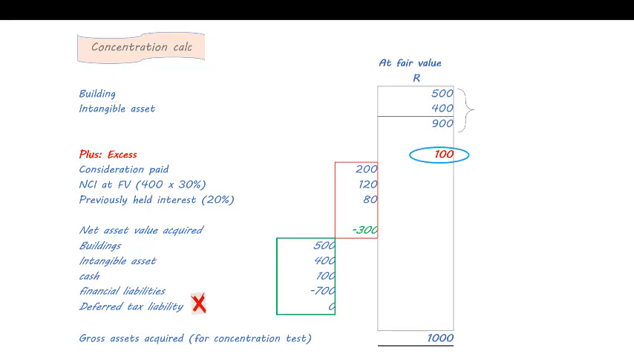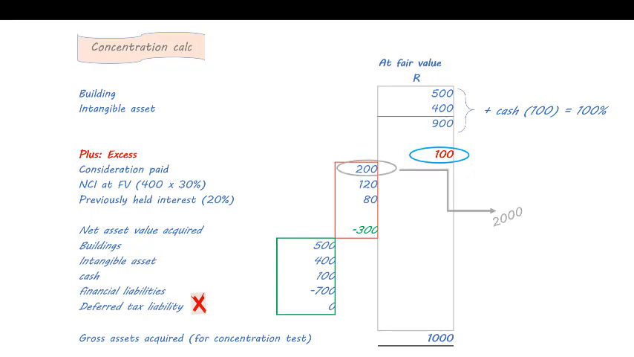As mentioned, the deferred tax liability is not taken into account as it does not contribute to the business process itself. Therefore, in this example, the gross assets acquired at fair value is 100% of the value calculated for purposes of the concentration test. Therefore, the concentration test is met and this acquisition is not a business.